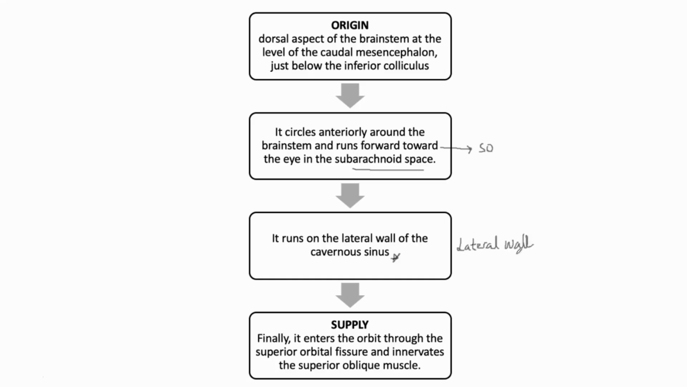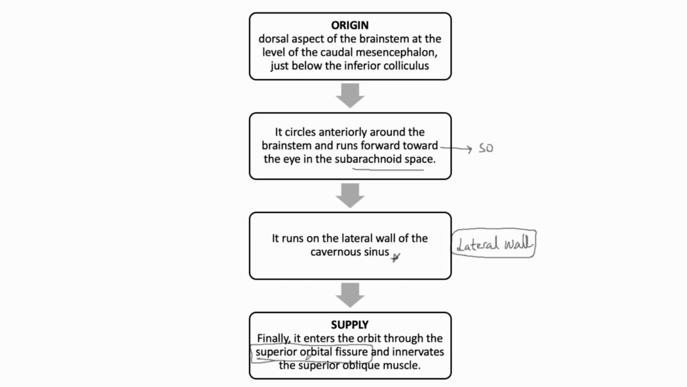The contents of the cavernous sinus are very important. Here I won't be discussing them, but the most important thing is that the trochlear nerve, or fourth cranial nerve, runs on the lateral wall of the cavernous sinus. And as I already told you, it supplies the superior oblique muscle and it enters the orbit through an important fissure known as the superior orbital fissure.